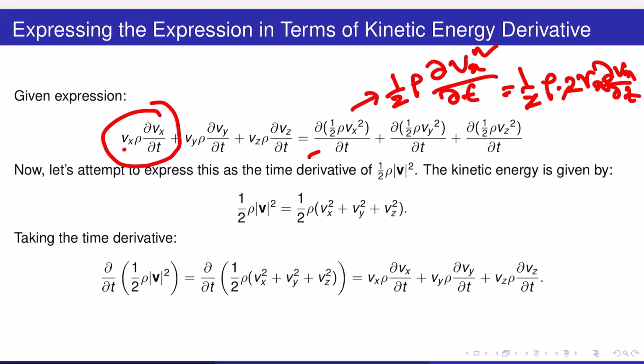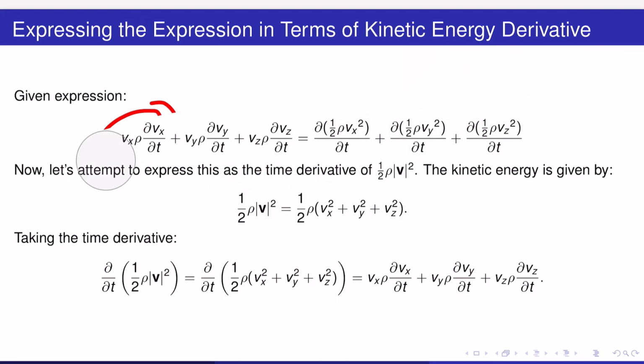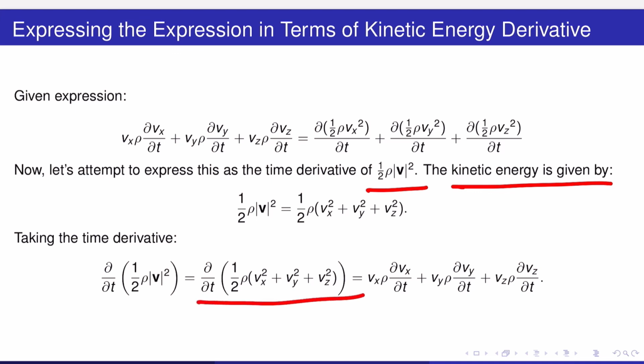Now let's attempt to express this as a time derivative of half rho v². This is half rho v². For kinetic energy, I can write half rho v², where v is the magnitude of velocity, so half rho times vx² plus vy² plus vz². So ∂/∂t of half rho v² is nothing but ∂/∂t of this, and that is nothing but this.